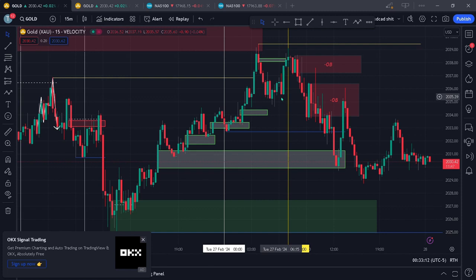So over here was the first breaker in the London session. In the New York session, we just retraced to the order block. The trend started flowing.